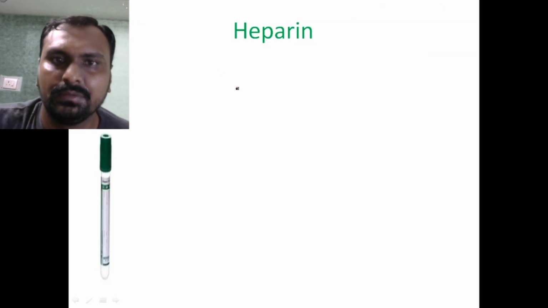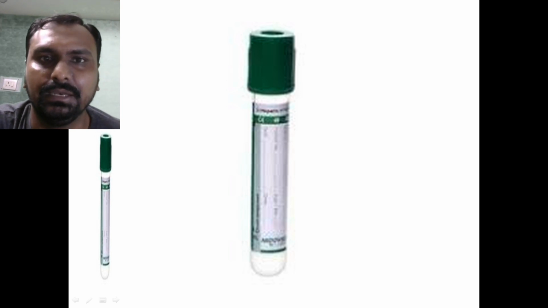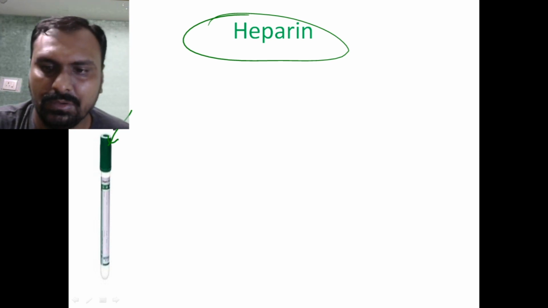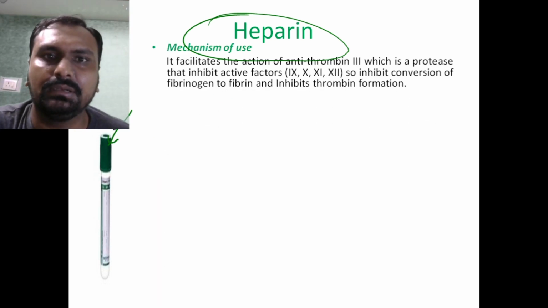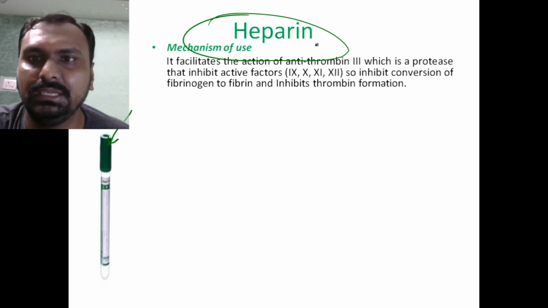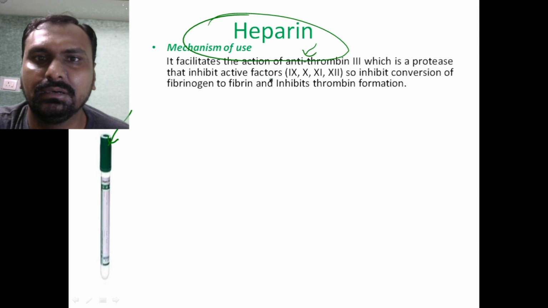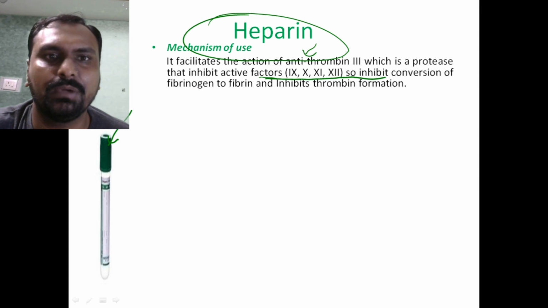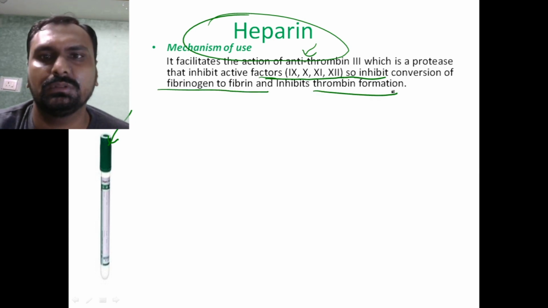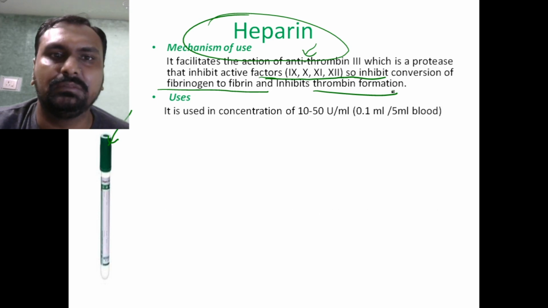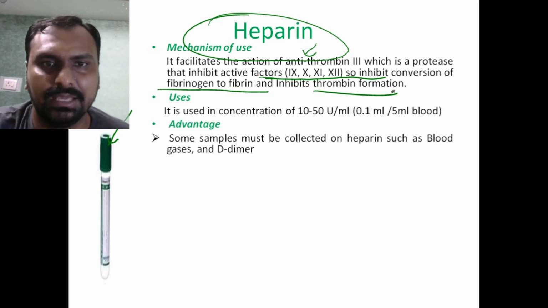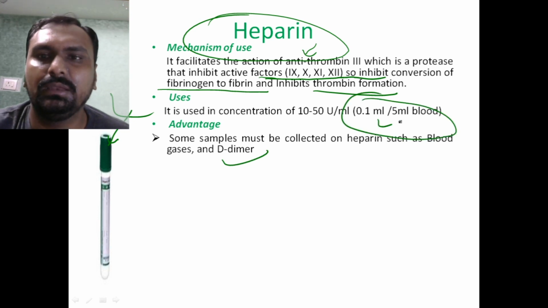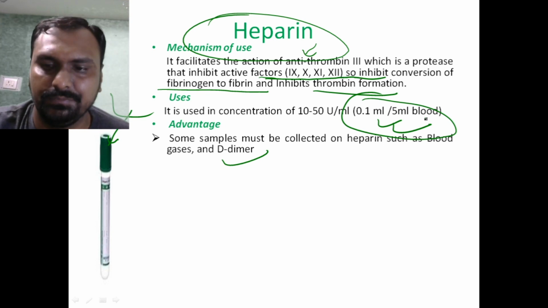So after that we take blood in the heparin. So heparin, the stopper is green in color, right? And mechanism of action, it will facilitate the action of antithrombin 3, which is a protease that inhibits the active factor 9, 10, 11 and 12, inhibits conversion of fibrinogen to fibrin and inhibits the thrombin formation, right? It is mainly used in the blood gases and for the D dimer also. Concentration is around 0.1 ml of heparin in 5 ml of blood.